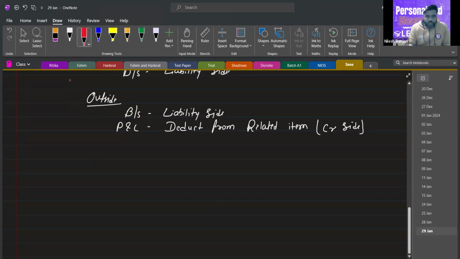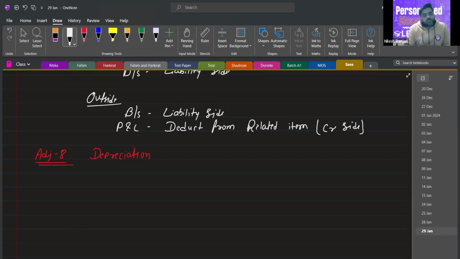One more, adjustment number 8, depreciation. You know the concept, depreciation? Yes, you know the concept. Depreciation. Tell me.